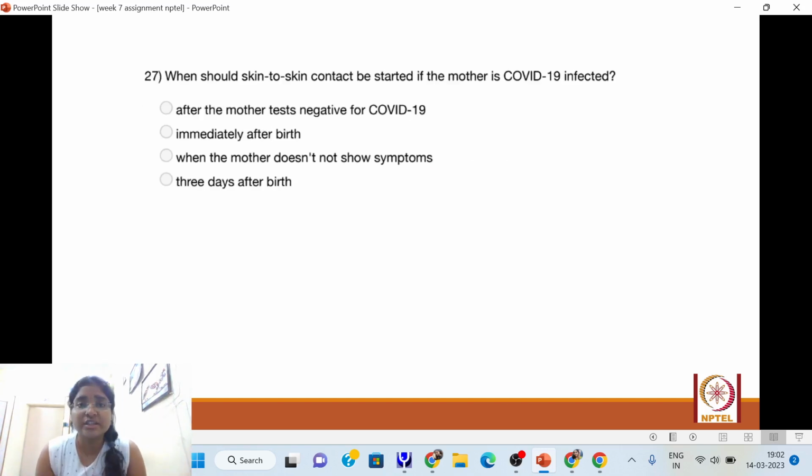When should skin to skin contact be started if the mother is COVID-19 affected? After the mother tests negative for COVID-19, immediately after birth, when the mother does not show symptoms, or 3 days after birth.